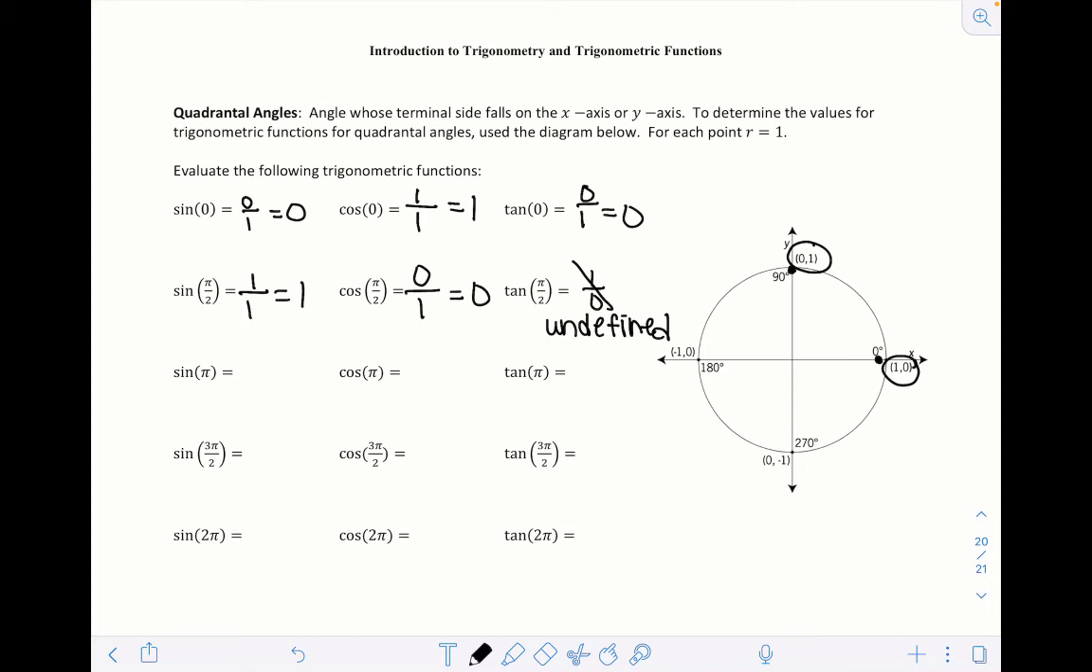Okay, you could do the same thing for the rest of these. I'm going to go ahead and just look at the unit circle instead. So for pi, we could use the ordered pair -1, 0. So sine would be 0, cosine -1, and tangent would be 0 over -1, which is 0. For 3 pi over 2, we could use the ordered pair 0, -1. So sine would be -1, cosine is 0, and tangent is -1 over 0, so it's undefined again.